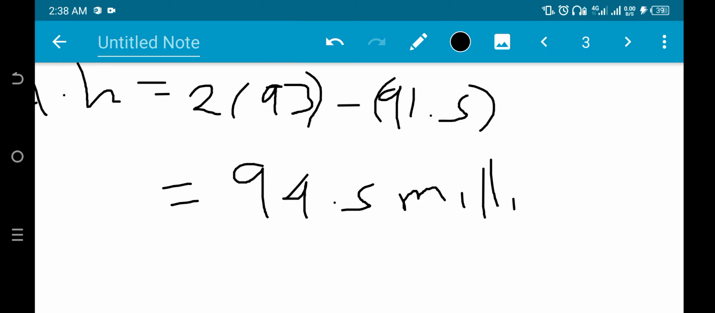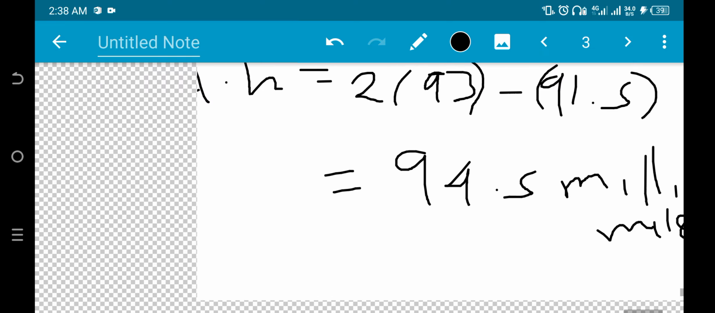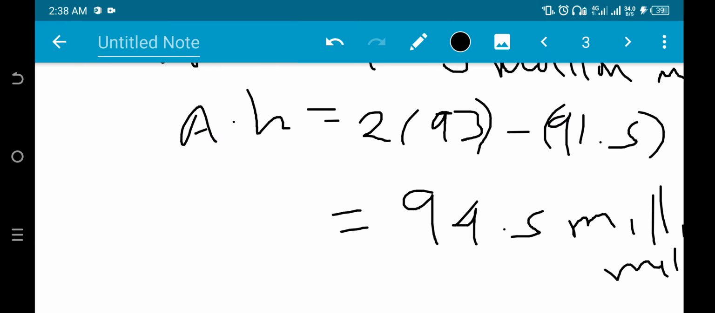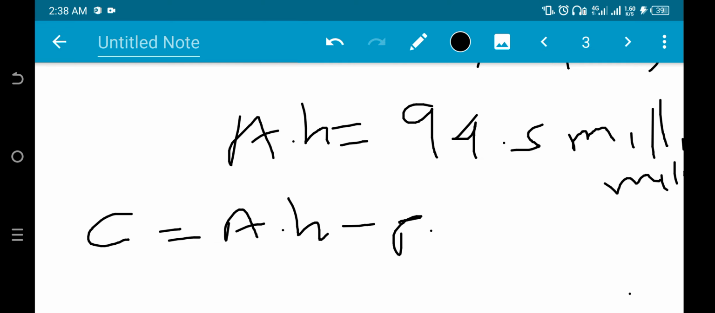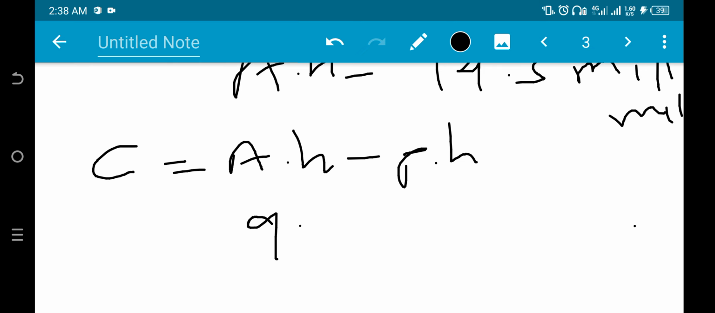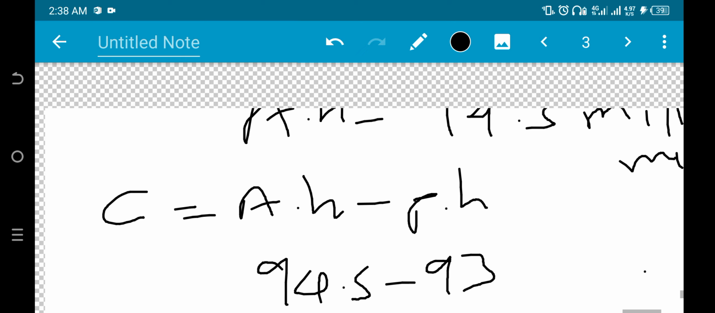million miles. So now we have our aphelion. Now we know that C is equivalent to aphelion minus perihelion. So which is just 94.5 minus 93.